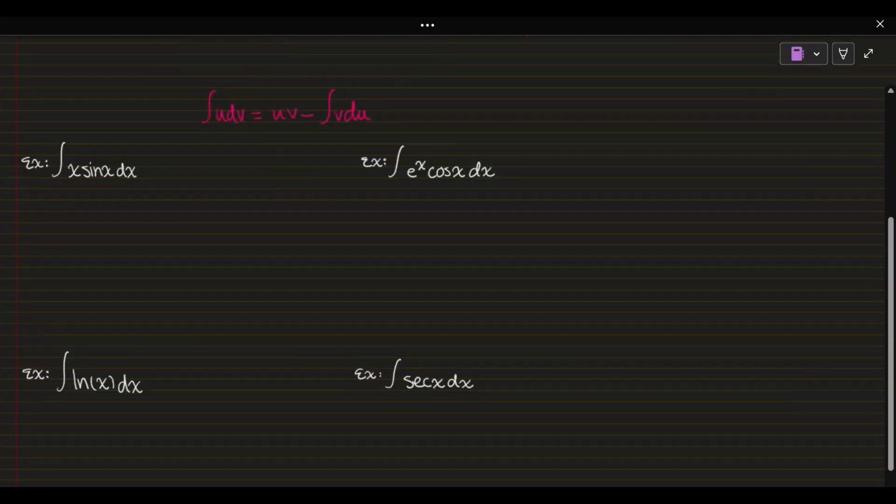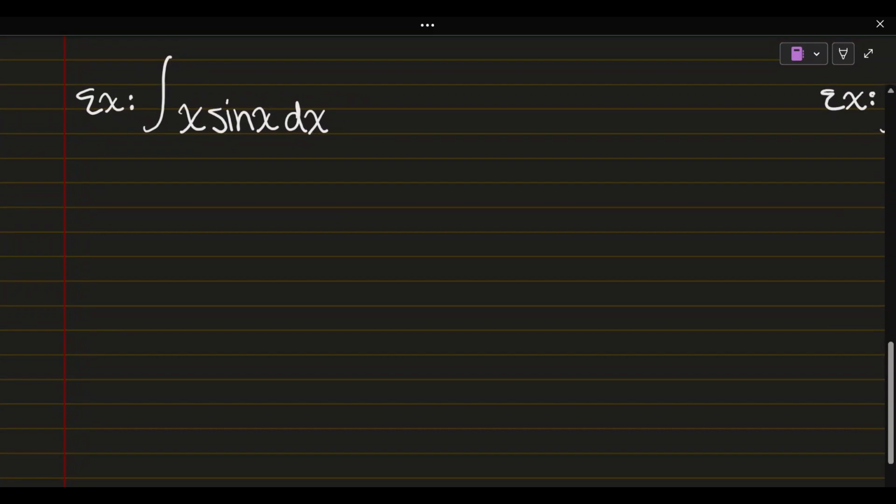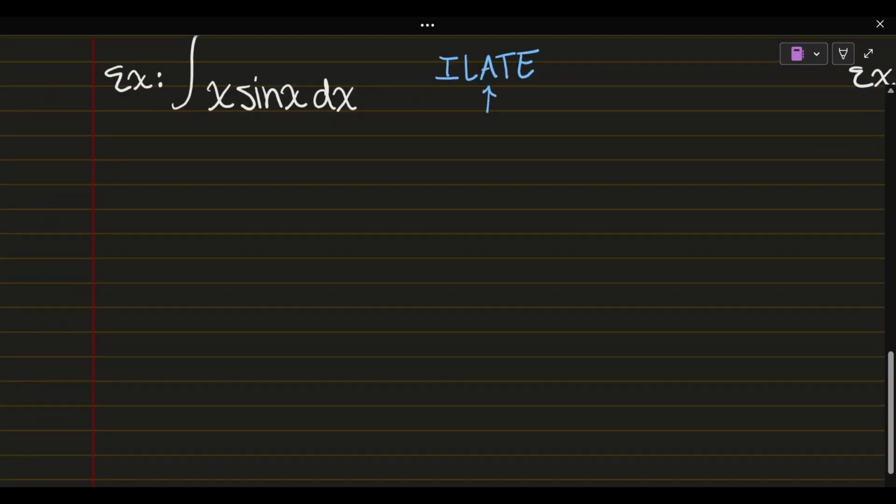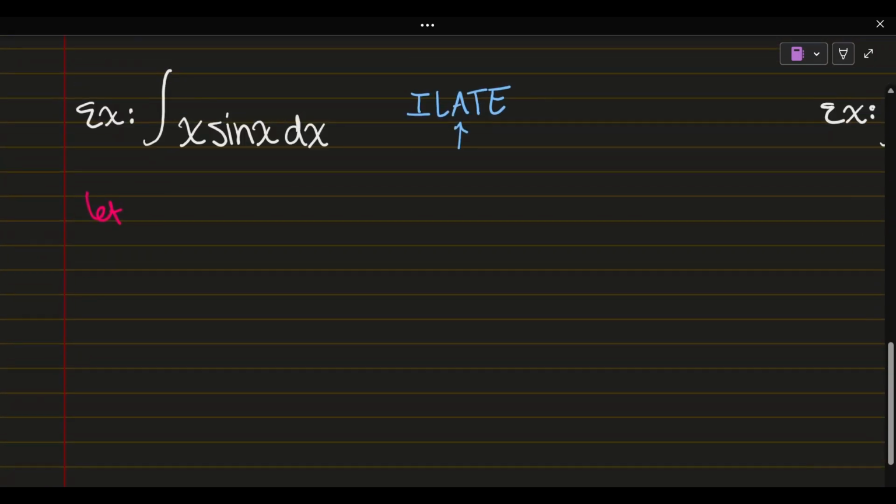So we'll start off with this first example here, the integral of x sine x dx. So following ILATE, I pick algebraic to be my u, because I have an algebraic function and a trig function. So I pick the algebraic because it comes first in the acronym. So I will let u equal x. And I will let dv equal sine x dx. We just pick dv to be whatever is left along with our differential dx.